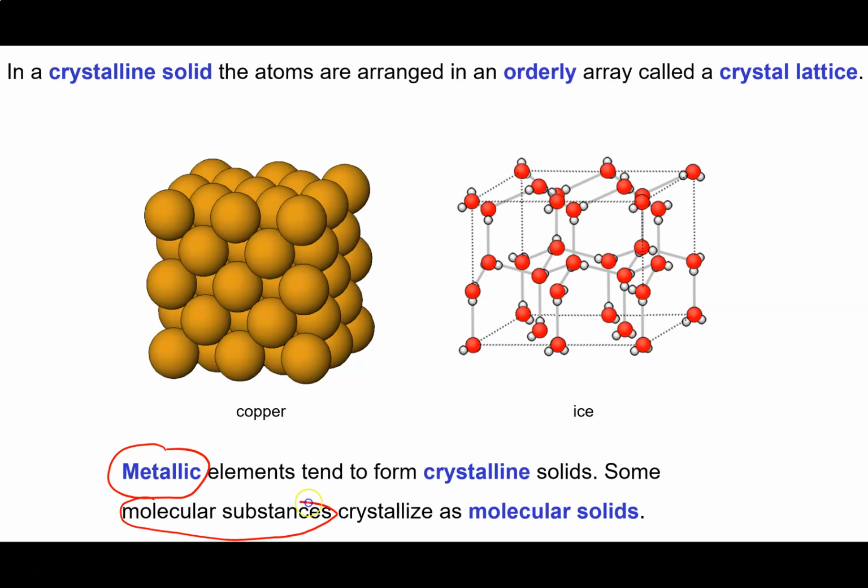Molecular substances can also be crystalline solids, but in this case the repeating particle in our orderly crystal is a molecule. And a good example of a crystalline molecular solid would be something like ice.